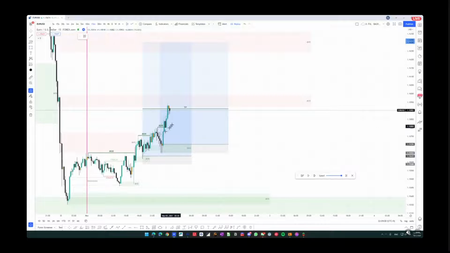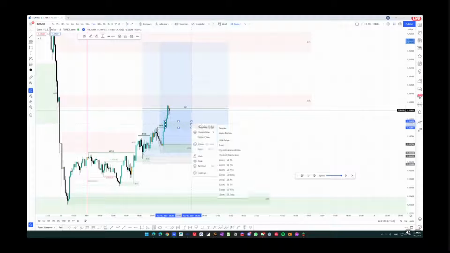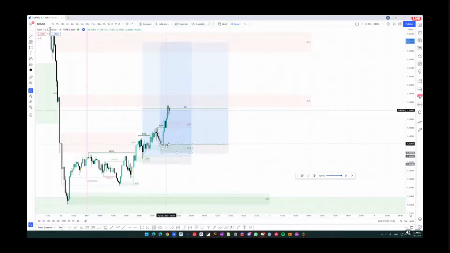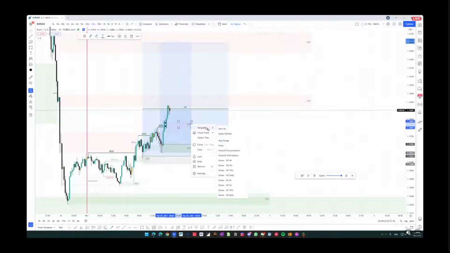Just want to mark this as well. This POI means nothing. The POI didn't do anything. It didn't, but it did reject off the supply zone. Yeah. So it may come back down and test it before pushing up again. Yeah, maybe. But let's just see. This is right down.